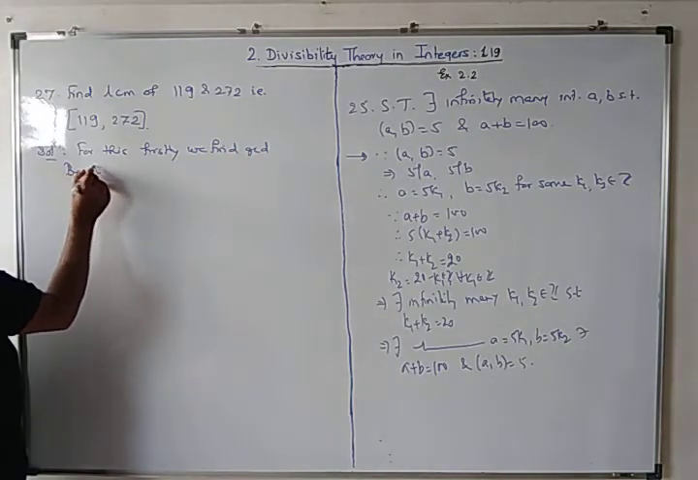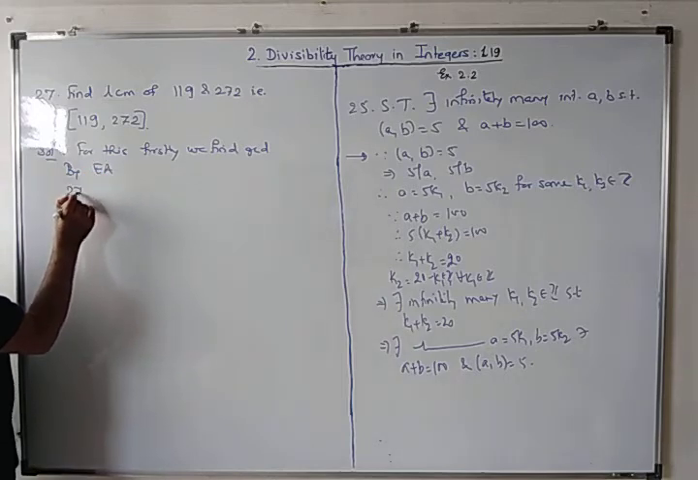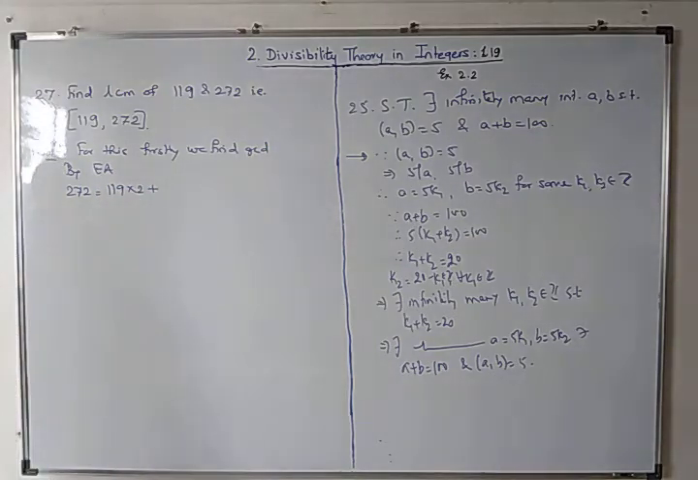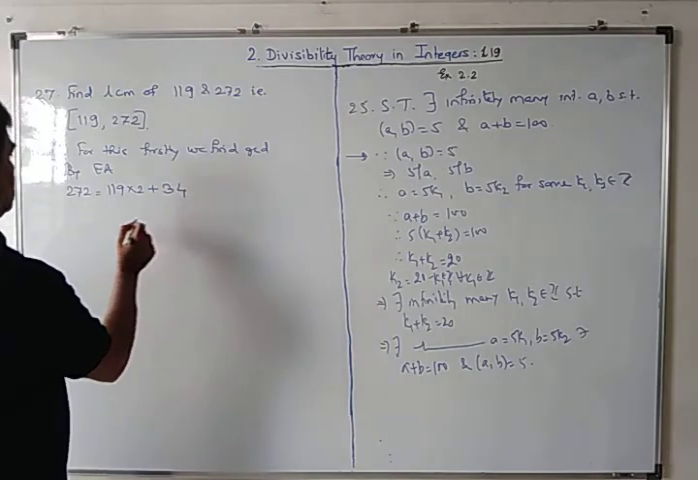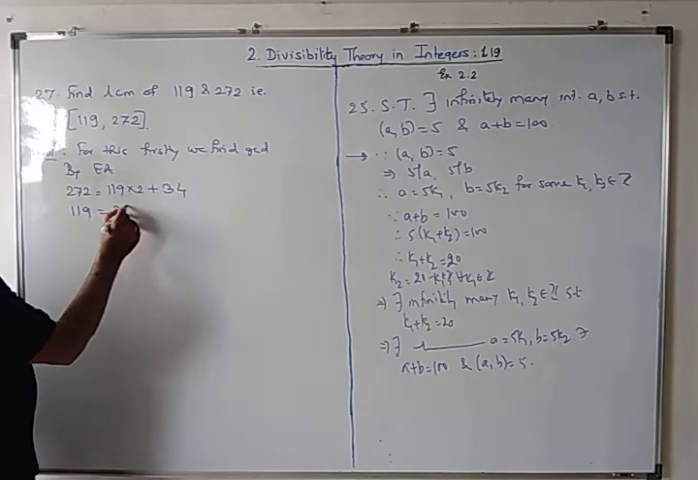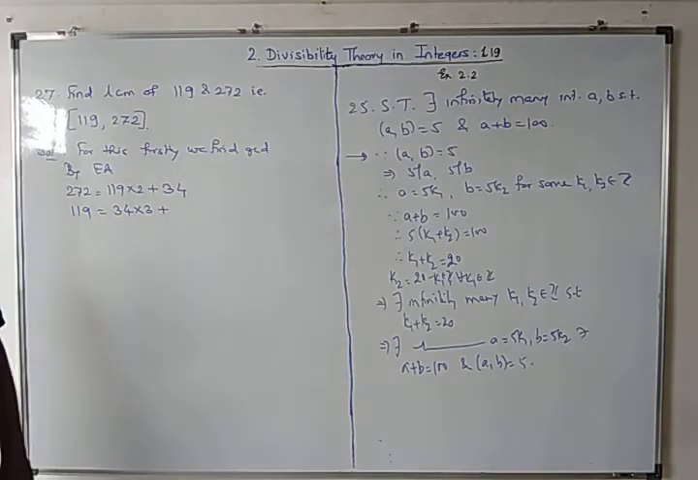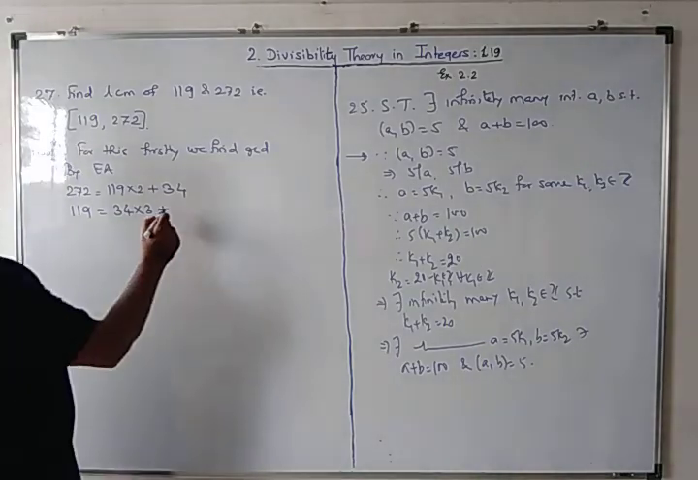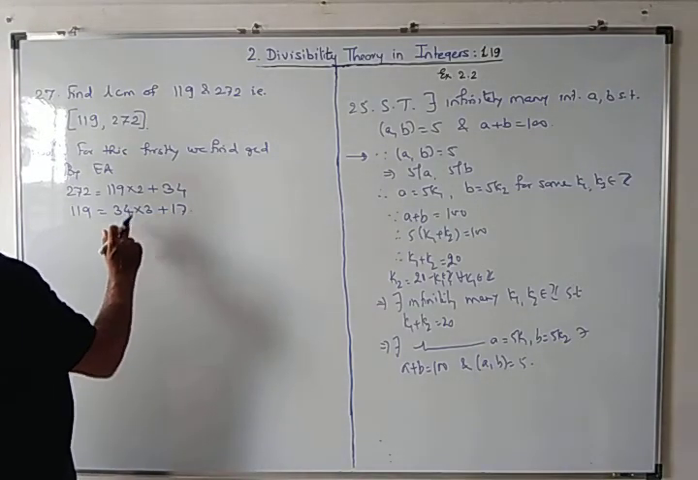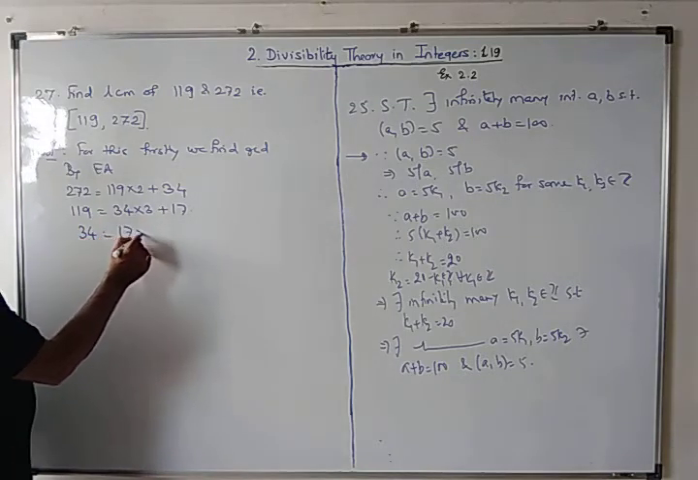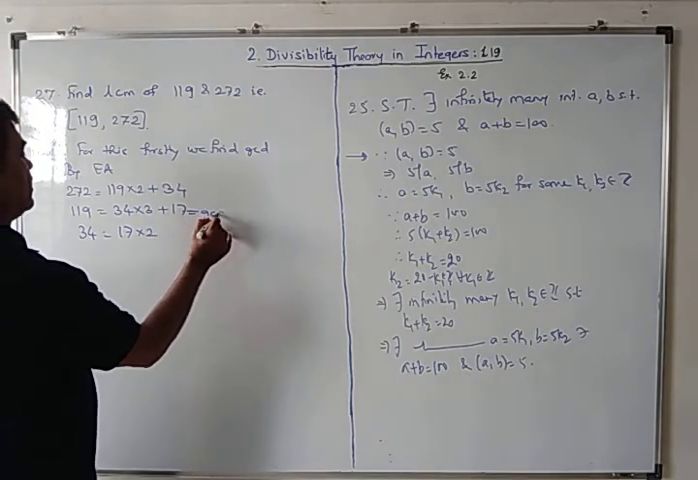So by Euclid's algorithm, 272 is equal to 119 into 2 plus 34. 119 is equal to 34 into 3 plus 17. So this becomes 102 plus 17, and then 34 is equal to 17 into 2. So this is your GCD.